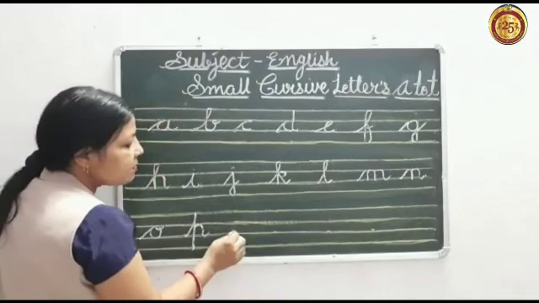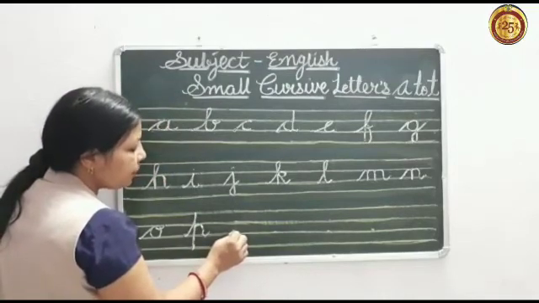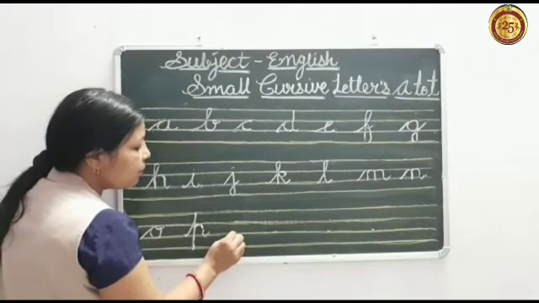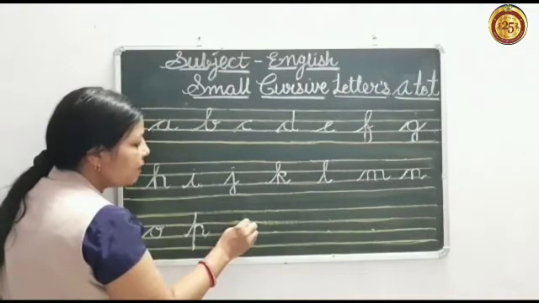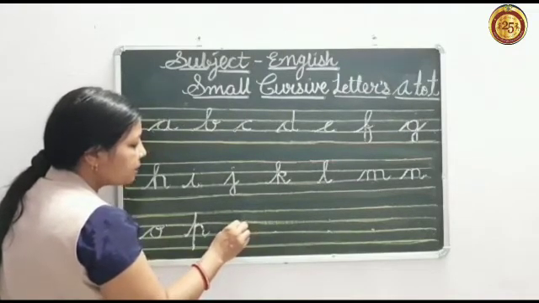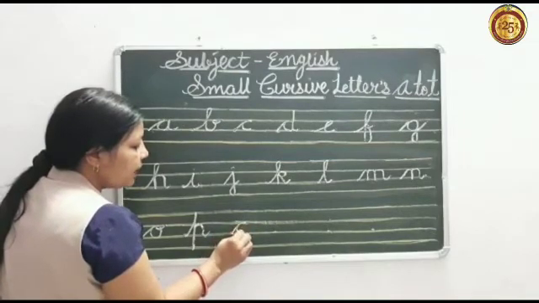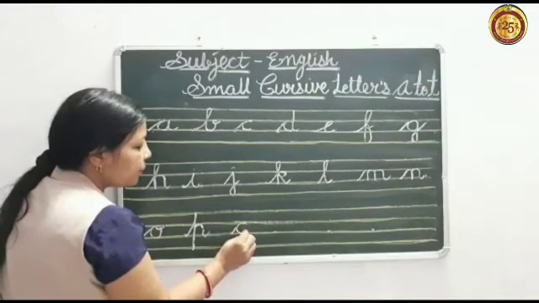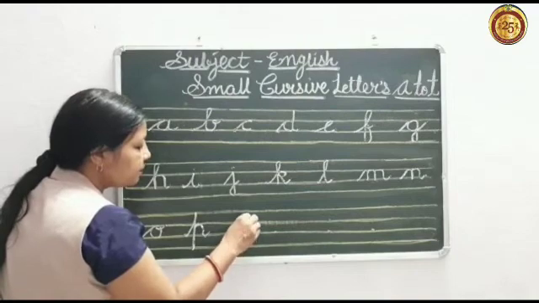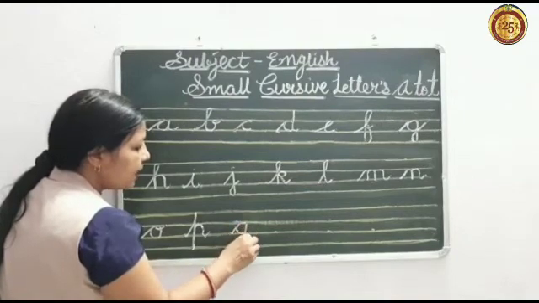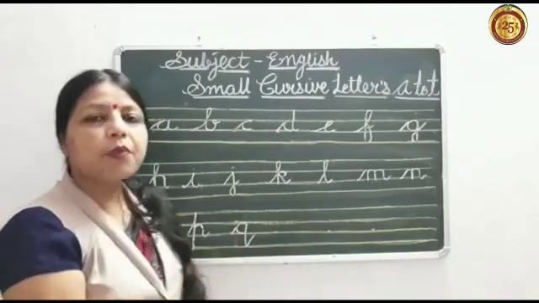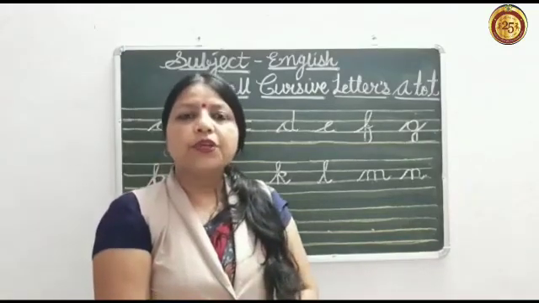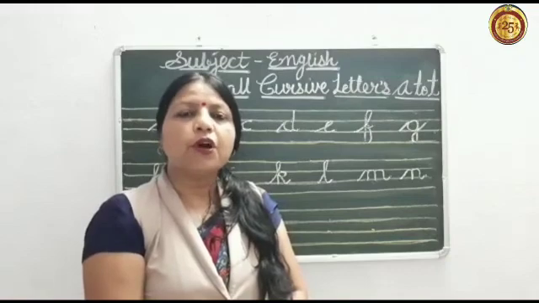We will write here a small cursive letter Q. Put your pencil here on second blue line, take it upward like this, touch the first blue line, come back, make a curve, go up, close it, come down, touch the red line and turn it like this. This is a small cursive letter Q. Q for queen, Q for quilt.